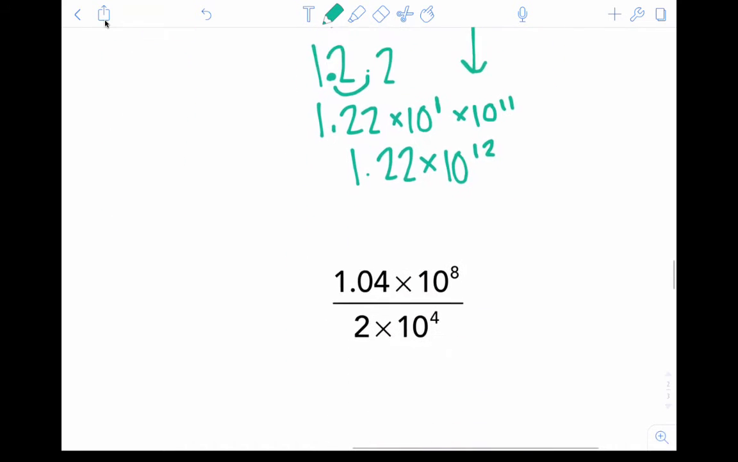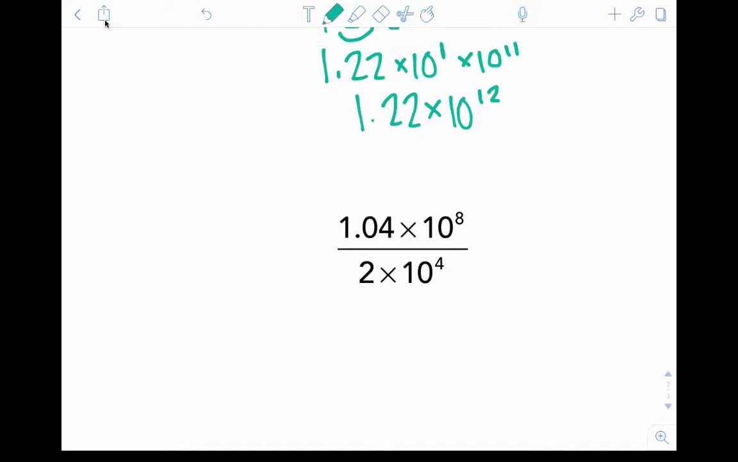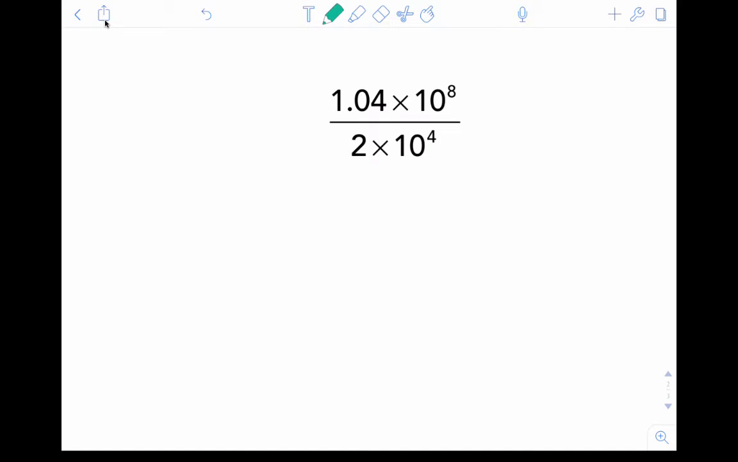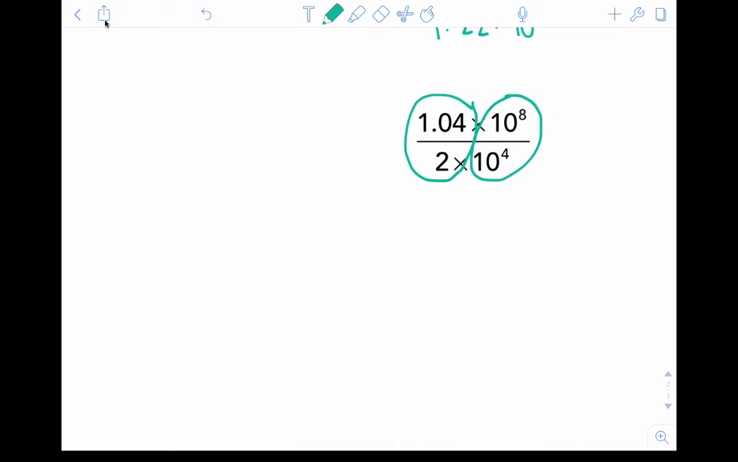All right, let's go ahead and move on and do some division. Division is very similar to multiplication. Just like in multiplication, you're going to multiply the two numbers and then multiply the two bases. Or divide the two numbers and divide the two bases. So first I'm going to do 1.04 divided by 2. I don't know what that is off the top of my head, so I'll come to the side and do some long division. 1.04 divided by 2.